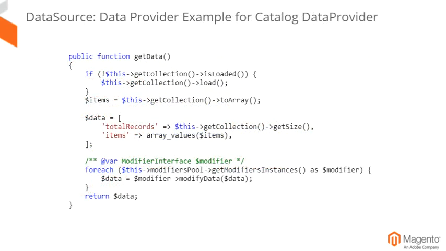This slide shows an implementation of data provider for the product_listing UI component. As you can see, getData loads a collection and creates an array with total records and items elements. The data source catalog data provider implements three methods: getData, addField, addFilter.